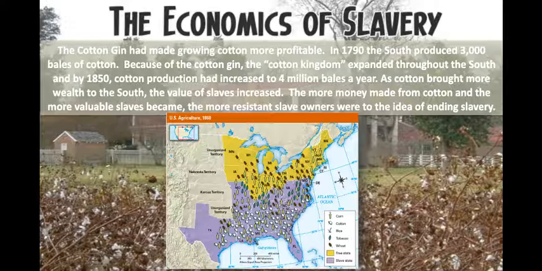And then that cotton could be sold to countries, say in Europe, or even up into the north, where they go to factories to be made into fabrics. As cotton brought more wealth to the South, the value of slaves increased. The more money made from cotton and the more valuable slaves became, the more resistant slave owners were to the idea of ending slavery. And you can see on that map there, the free states are in yellow and the slave states are in purple. And where corn is grown, cotton, rice, tobacco, and wheat.